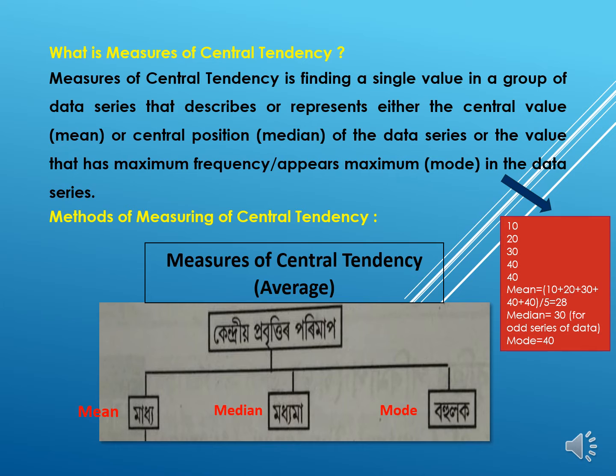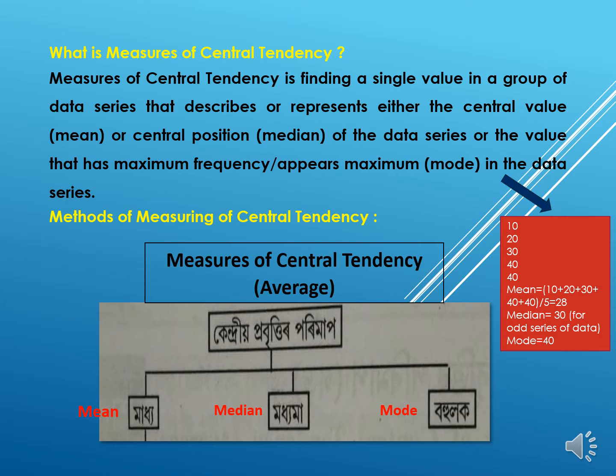Measures of central tendency is finding a single value in a group of data series that describes or represents either the central value, mean, or central position, median of the data series, or the value that has maximum frequency or appears maximum in the data series. So I will take an example to describe the measures of central tendency.